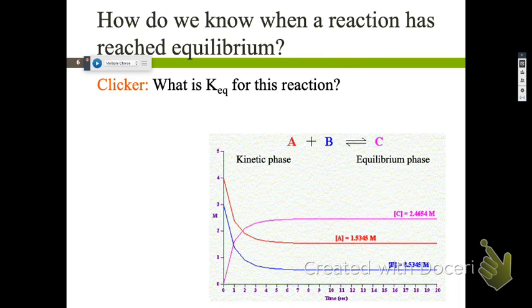All right, so I want you guys to find K for this reaction, and then we're going to do what Ruby said. We're going to compare Q at time 0 to K. So go ahead and calculate our equilibrium constant for this reaction.